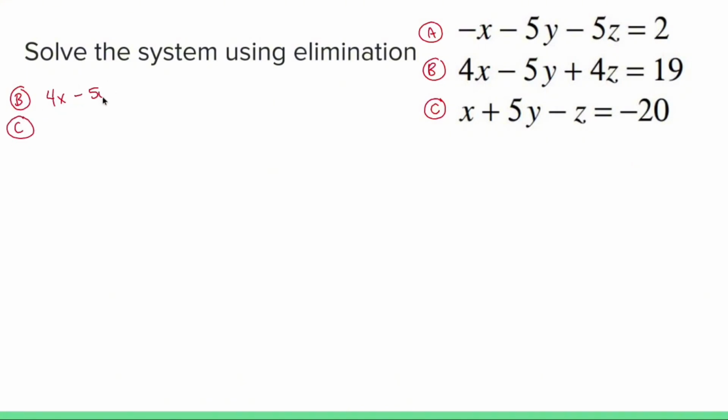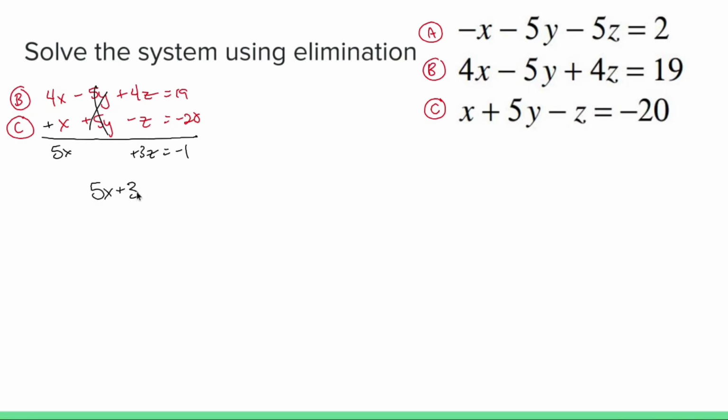4x minus 5y plus 4z equals 19. And x plus 5y minus z equals negative 20. Add the rows up. You become 5x, the y's go away, you become plus 3z, and you become negative 1. So let's write those together so it's nice and pretty. And you're looking at that and saying, buddy, math guy, we still have 2 variables there. That didn't do us a lot of good. I know, because I'm not done yet.